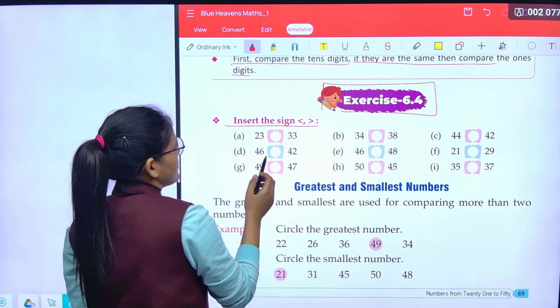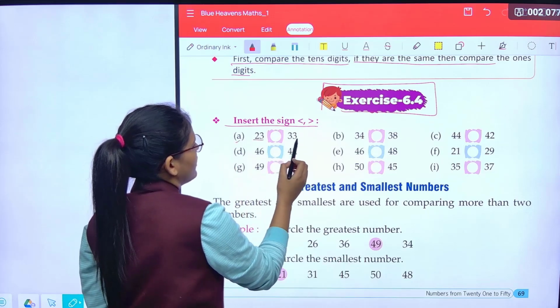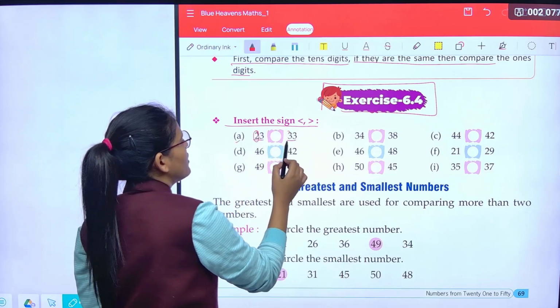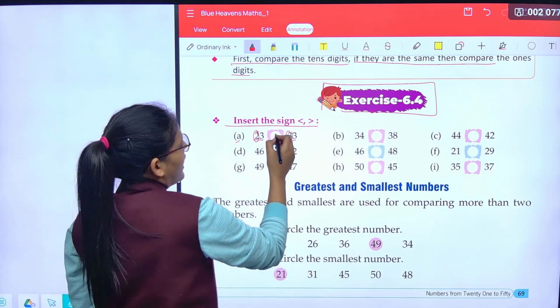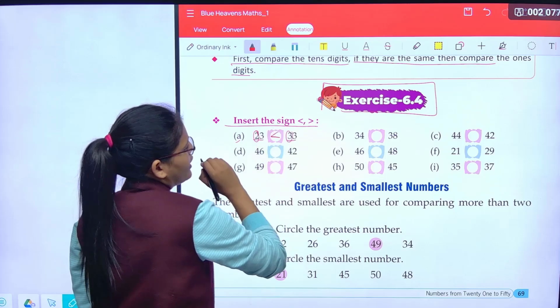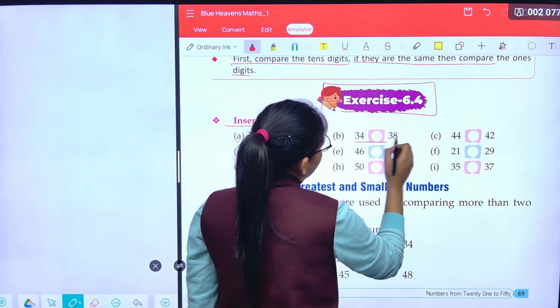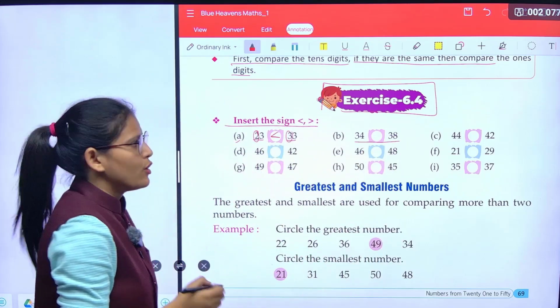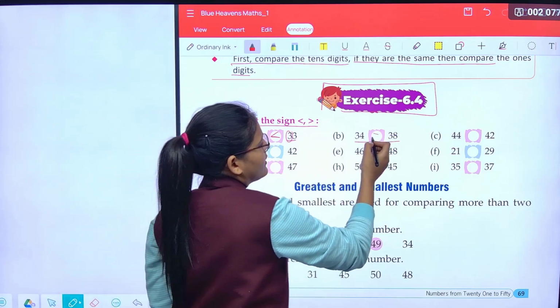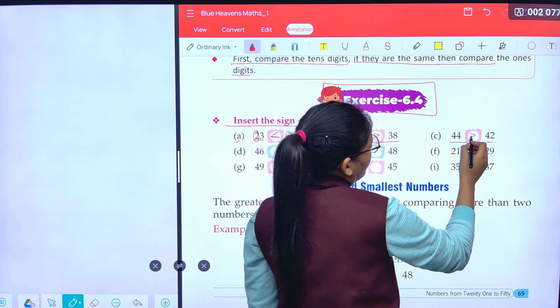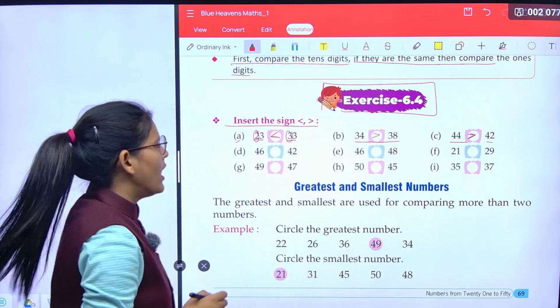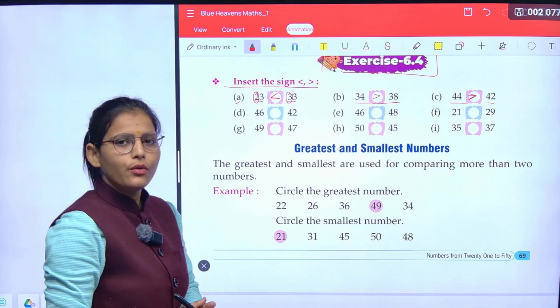Come on exercise 6.4. Insert the sign, class. Here is 23, 33. So 2, 3. So class, 33 is greater than 23. Now class, which is less than? Tell me less than. So 34 is less than 38. And 44 or 42? 44 is greater than 42. Understand? Rest of the parts do yourself, class.